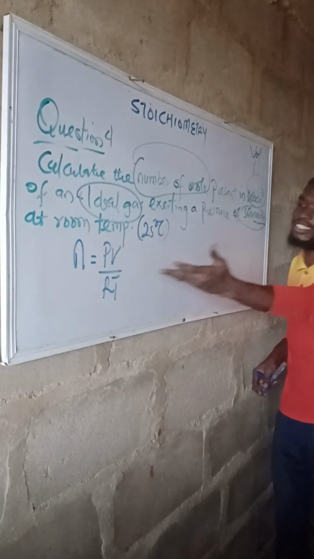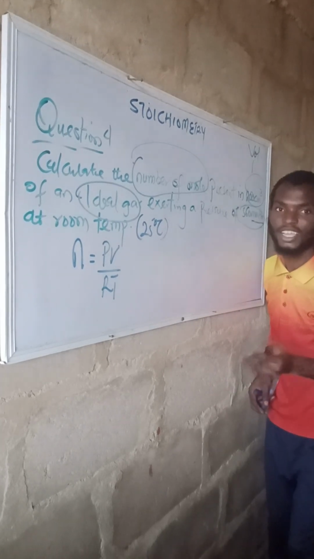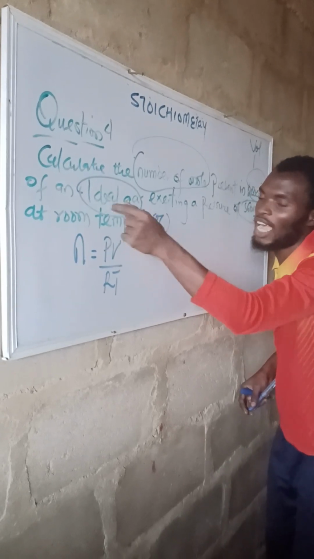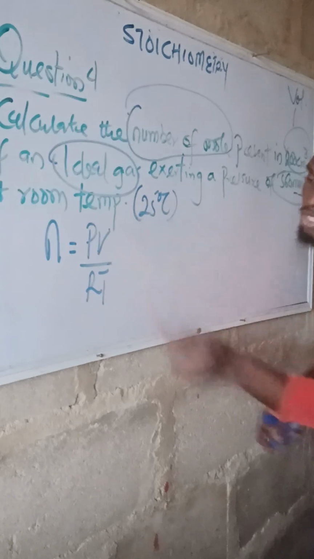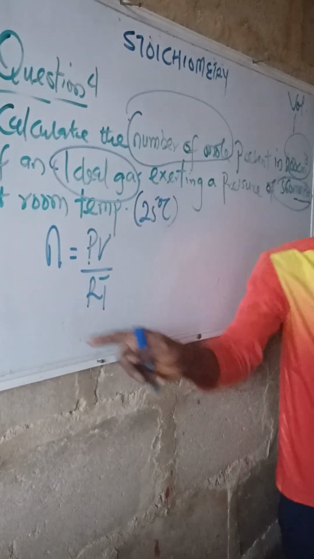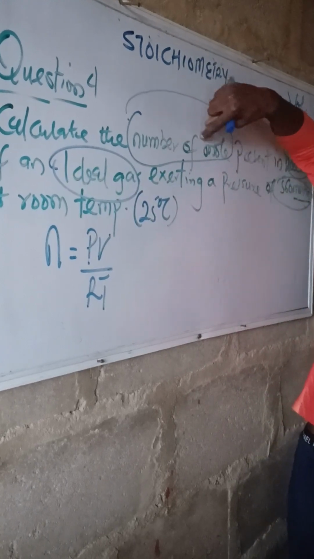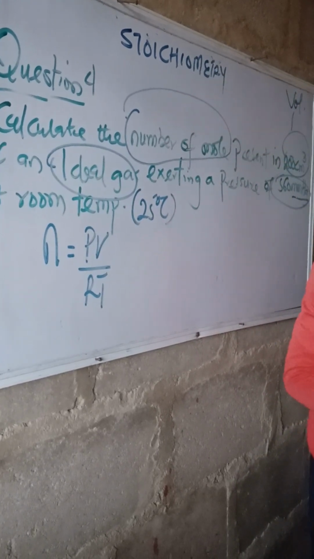How do we know that this is the formula? It is not magic. Okay, it's magic. The formula to use is the ideal gas equation. This is what relates these quantities. Are we together? We make n the subject of the formula because we are asked to find the number of moles.